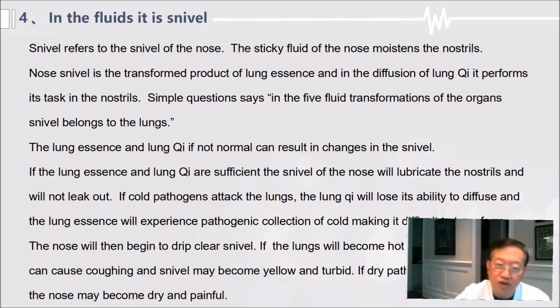If the lung essence and lung qi are sufficient, the snivel of the nose will lubricate the nostrils and will not leak out. If cold pathogens attack the lungs, lung qi will lose its ability to diffuse and the lung essence will experience pathogenic collection of cold, making it difficult to transform. The nose will then begin to drip clear snivel. If the lungs become hot and obstructed, this can cause coughing and snivel, and it may become yellow and turbid. If dry pathogens attack the lung, the nose may become dry and painful.